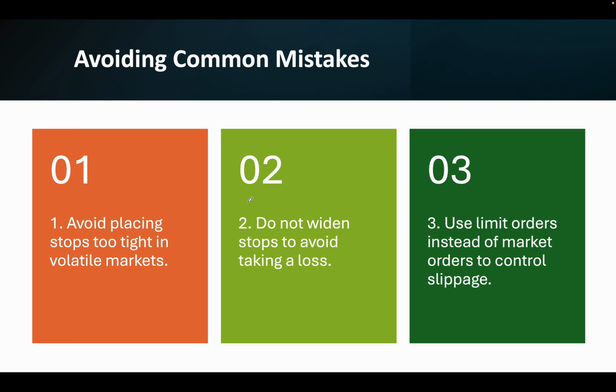So what are the common mistakes which you should avoid? So avoid placing stops in too tight volatile market. So if the market is too volatile, then you should better keep mental stop losses, otherwise your stop loss might get hit quite often. If your stop loss is already hit, then do not widen your stop loss. Okay, if it is in the mental stop loss, you have not actually placed it and it is hit, then better you take a loss, do not change your stop loss.